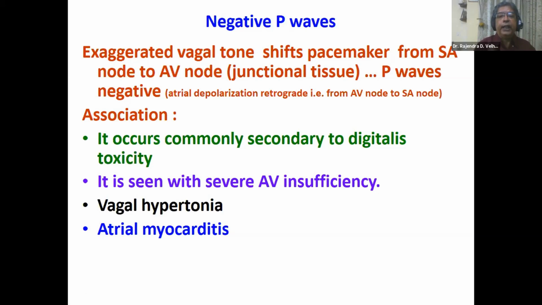Now, when you see negative P waves on the ECG, what conditions can you think of being associated with them? It can occur with digitalis toxicity. Think whether your patient is on digitalis therapy. It is also seen with severe atrioventricular valve insufficiency, vagal hypertonia, and atrial myocarditis. So these conditions you can think of when you see negative P waves on the ECG.